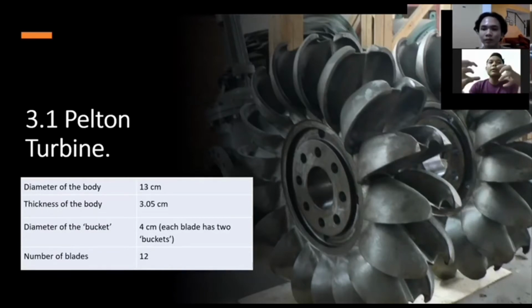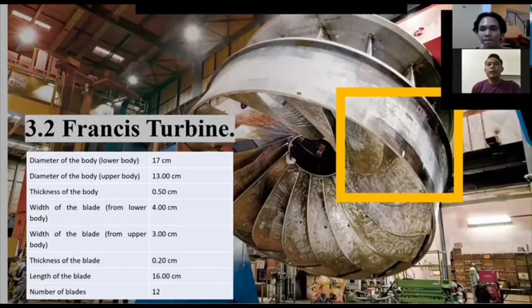Okay, talking about the dimensions of the Pelton turbine, the diameter of the body is around 13 cm. The thickness of the body will be 3.05 cm. The diameter of the bucket is 4 cm. Each blade has two buckets, and the number of blades is 12. So overall, I think we have about 24 buckets, right? Moving on to the second type of turbine, which we call the Francis turbine.